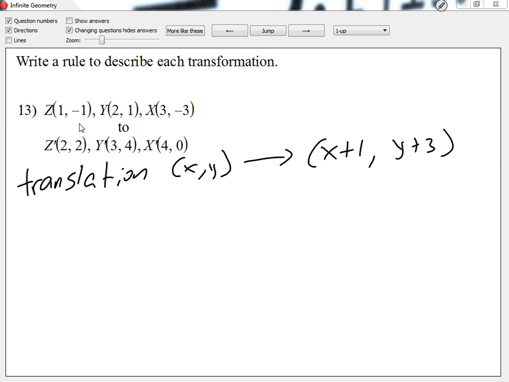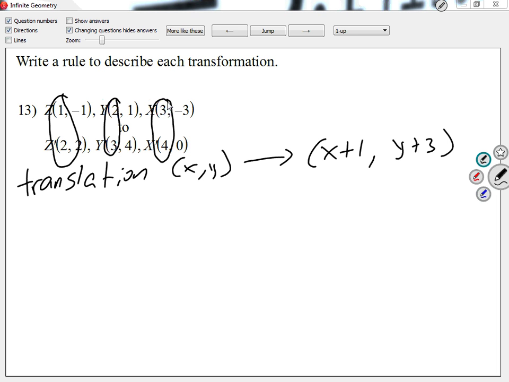How do you know when to add 1? You look at the x's, like, let me compare the x's on my point Z. What do we do to 1 to make it 2? Add 1. And if you notice any x, that's what they're doing. We're adding 1 to the x. And then do the same thing to the y.